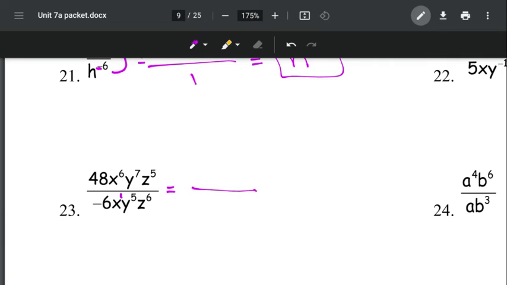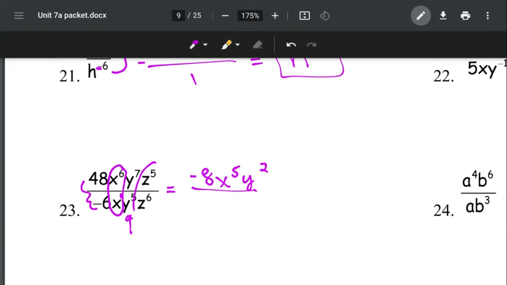Okay, so we have 48 divided by negative 6. So I'm going to put a negative 8 on the top because that's where the bigger number is. Now let's look at this x. X to the 6 over x to the 1. Subtract the exponents, you get x to the 5. Do the same with the y, and you have y to the 2.